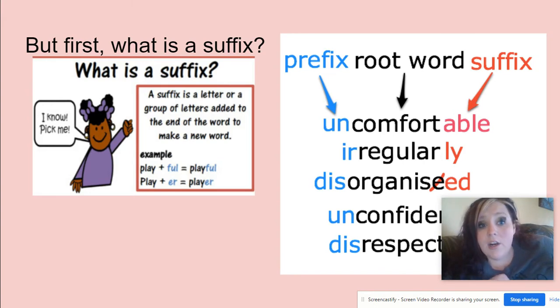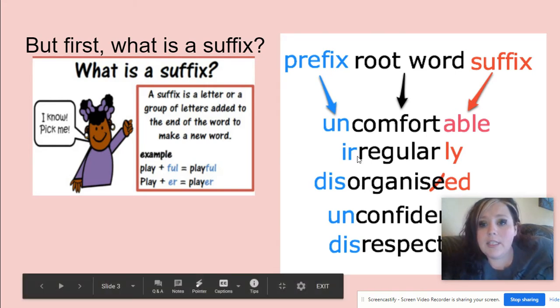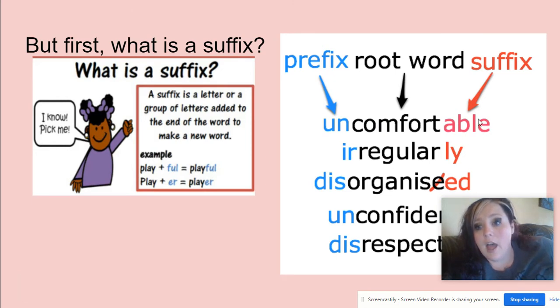A suffix is a letter or a group of letters added to the end of a word to make a new word. So before I showed you jumped, well, your root word was jump, and then we added our suffix ed. So we have play and full, and that makes our new word playful, or player. So you can see right here is our root word, and then we have our suffix. Our suffix today that we're looking at is ed.